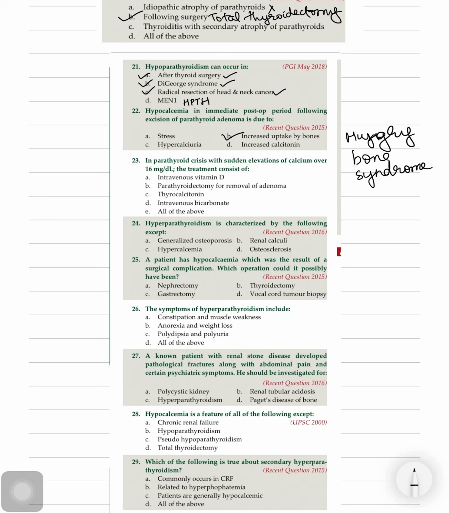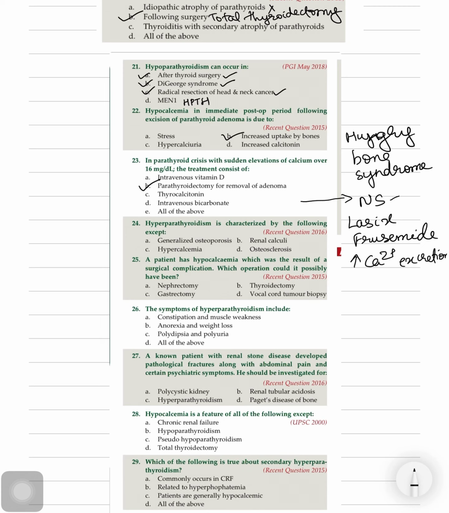In parathyroid crisis, with sudden elevations of calcium over 16, the treatment consists of the following. Whatever management you give, you give normal saline and Lasix, that is nothing but furosemide. Furosemide is a loop diuretic which causes an increase in calcium excretion. So these options are wrong, but you can take only one option, that is parathyroidectomy for removal of adenomas.